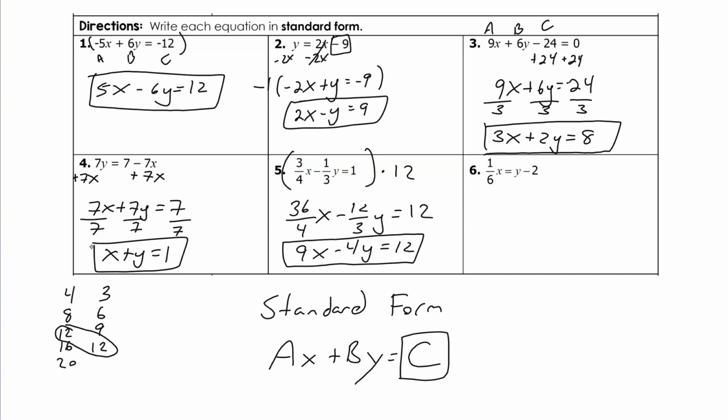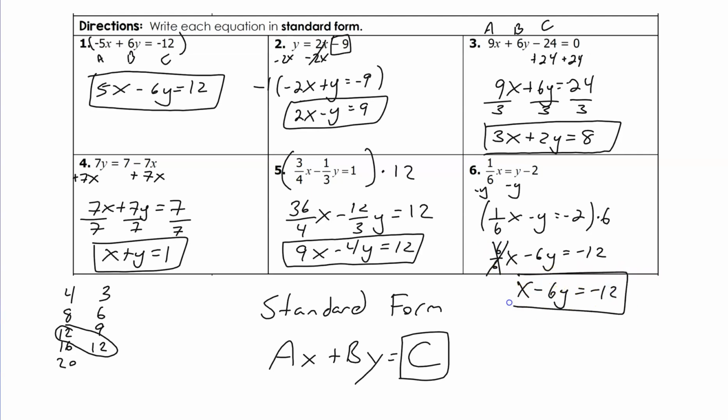All right, number 6, once again, we want to get that negative 2 by itself, so I'm going to subtract y from both sides, giving me 1/6 x minus y equals negative 2. Now, the problem here is that we have a 1/6 for our leading coefficient. That's our a, and it cannot be less than 1. So I want to multiply this whole thing by 6 to clear this fraction out. When I do that, I get 6/6 x minus 6y equals negative 12. And we know the 6/6 x just cancels out to be 1. So we have x minus 6y equals a negative 12. And that is our standard form.